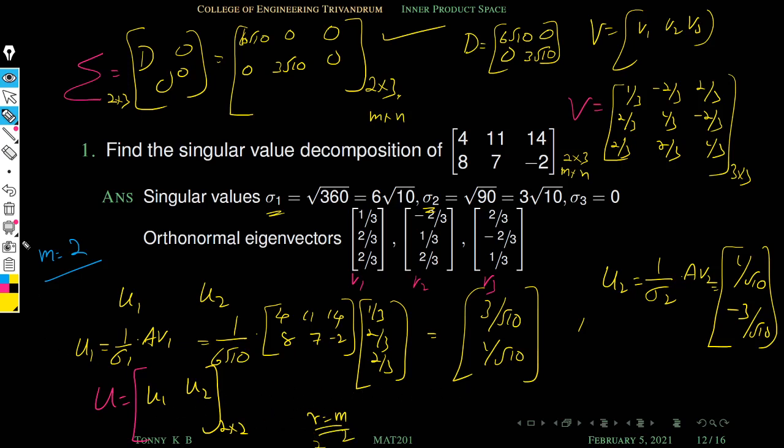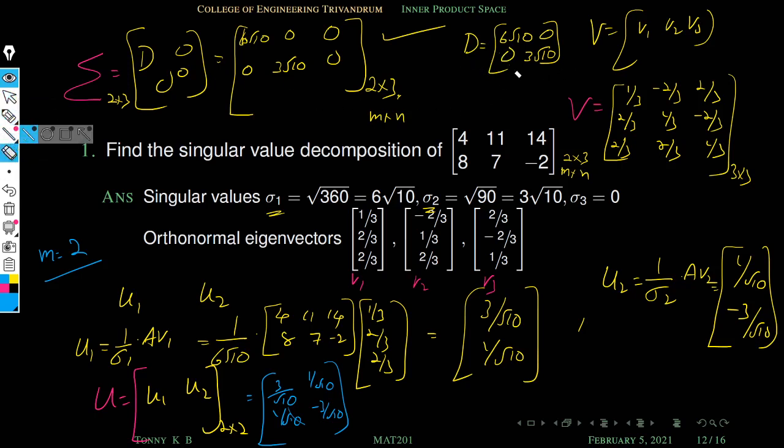So what about U? This U is equal to U1, which is 3 by root 10 and 1 by root 10, and U2 is equal to 1 by root 10 and minus 3 by root 10. Now everything is ready. So this is the singular value decomposition of this matrix A.